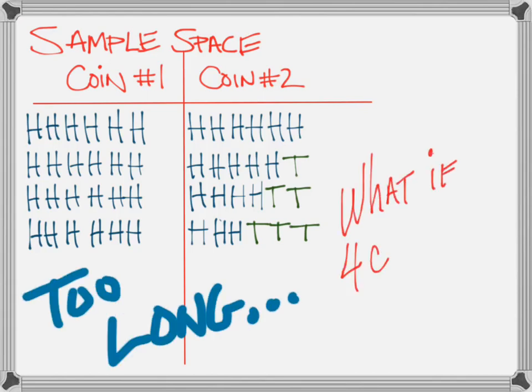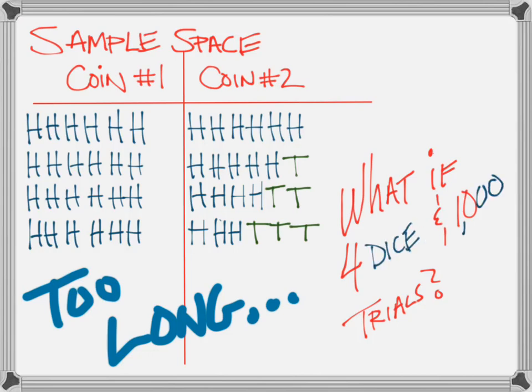And by the end, we would have way too many things. So what if we had four coins and 10 trials? We're not going to want to make a list. What if we had four dice and 1,000 trials? We're not going to make a list as we go through this. So the list idea falls apart pretty quickly in terms of tracking our sample space and our outcomes. So we have to think of another way to count objects.